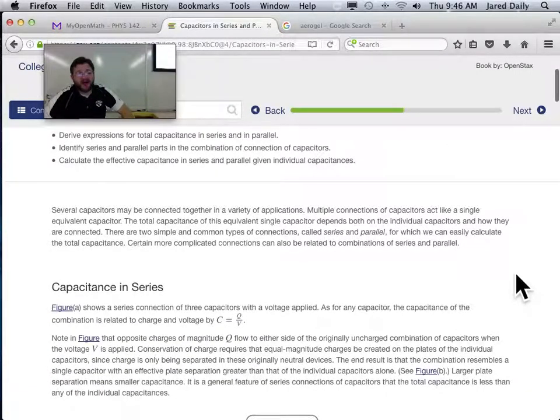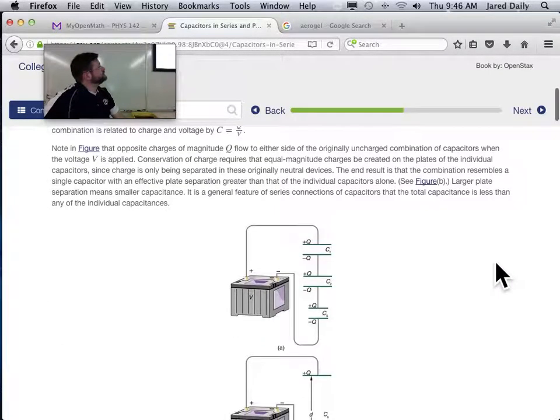Okay, so now we're going to move away from the theoretical and move on to the practical. Capacitors are used in circuits, plain and simple. We use them for different things in circuit design. Some very important things, for example, your cell phone could never work without capacitors.